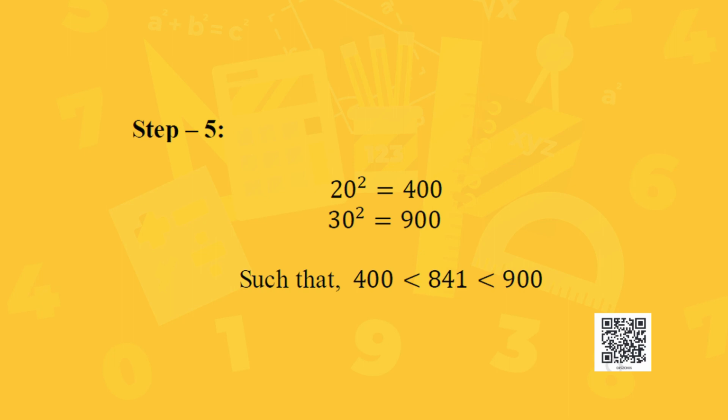So when we add zeros, it becomes 20 and 30, and then take their squares. Therefore, we have got 400 and 900. So our given number 841 lies between 400 and 900.